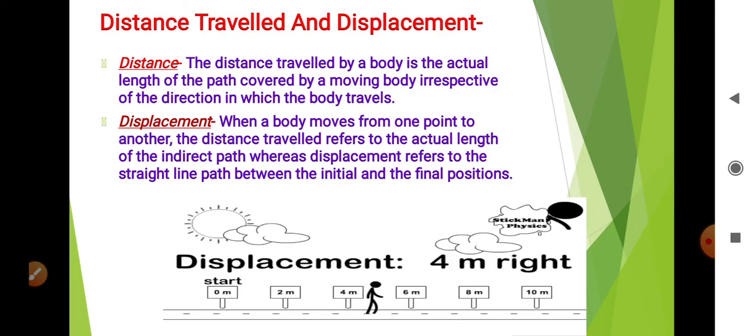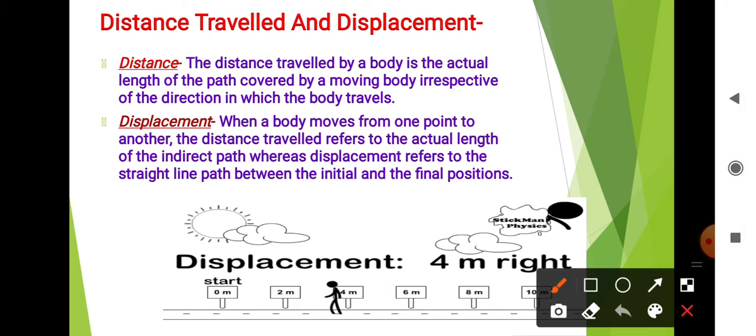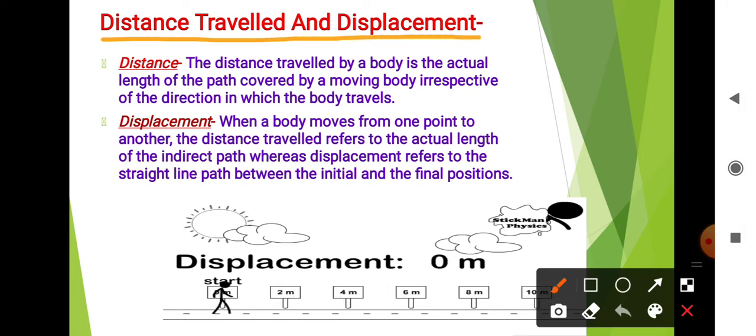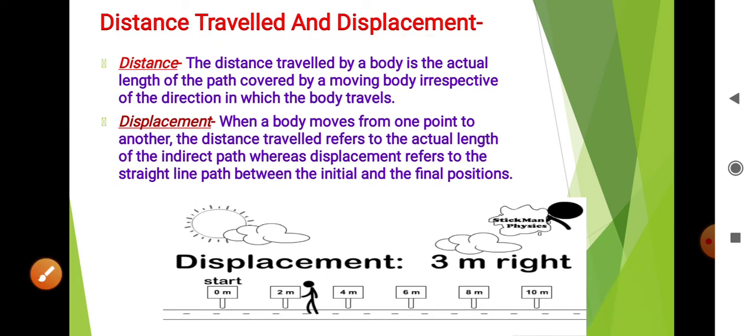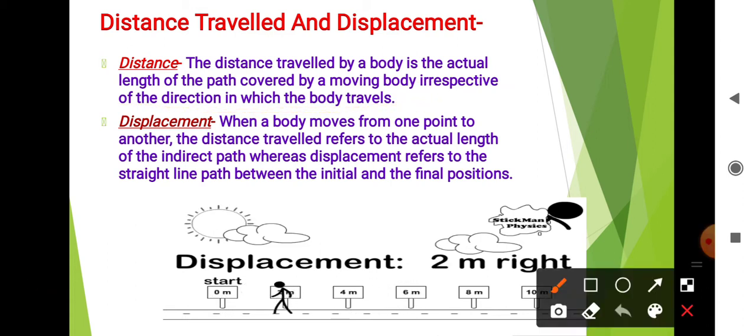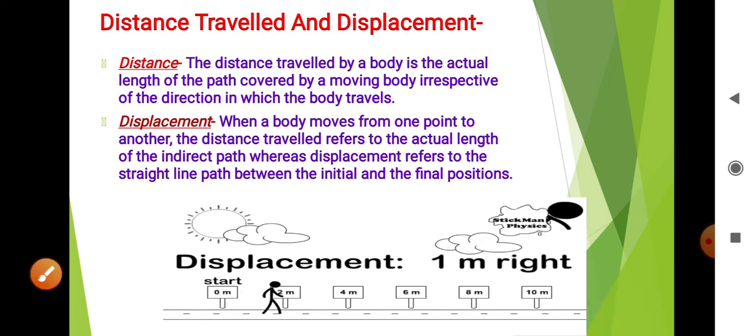Now, distance traveled and displacement. So we must know what is distance. Now, the distance traveled by a body is the actual length of the path covered by a moving body irrespective of the direction in which the body travels. That means distance is the total length of the path covered by that body, right?